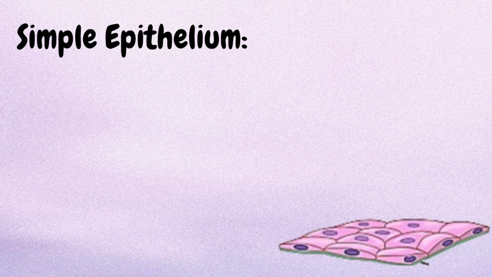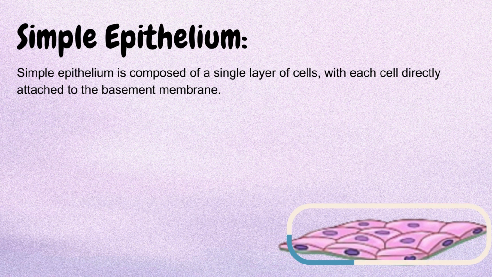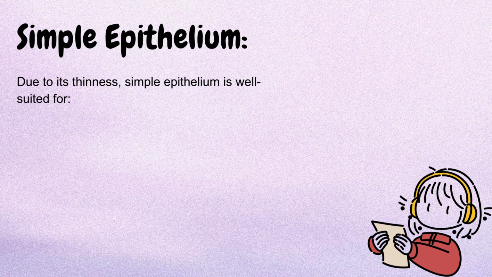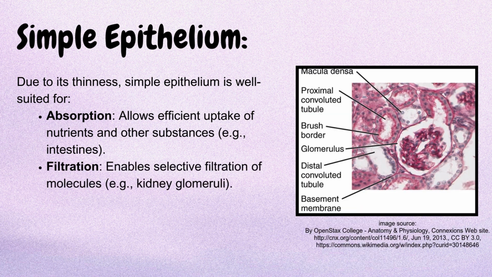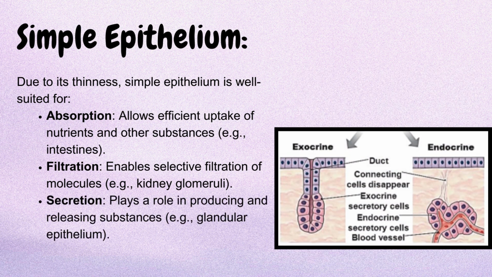The simple epithelium. Simple epithelium is composed of a single layer of cells, with each cell directly attached to the basement membrane. Functions of simple epithelium. It plays a role in absorption, allowing efficient uptake of nutrients and other substances, such as in the intestines. It is involved in filtration, enabling the selective movement of molecules, as seen in the kidney glomeruli. It also participates in secretion, producing and releasing substances, such as in glandular epithelium.